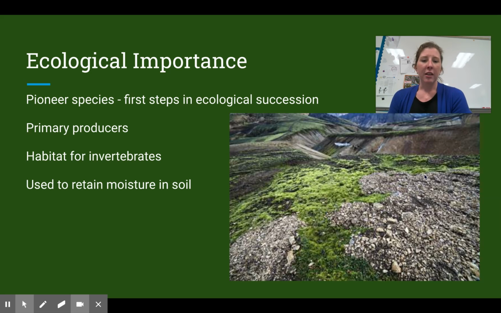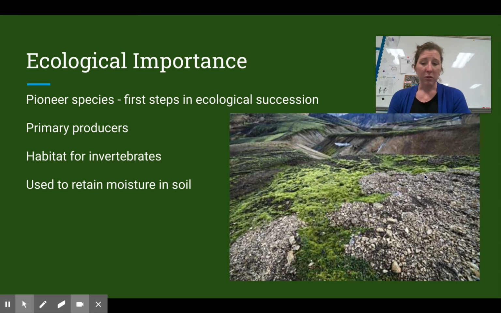They are often considered a pioneer species, so one of the first steps in ecological succession. So after an area has been cleared, either through human activities or environmental disasters, forest fires, mudslides, mosses and bryophytes are often the first plants to show up there and start to colonize the soil, break down the rock, and create a habitable environment for other organisms.